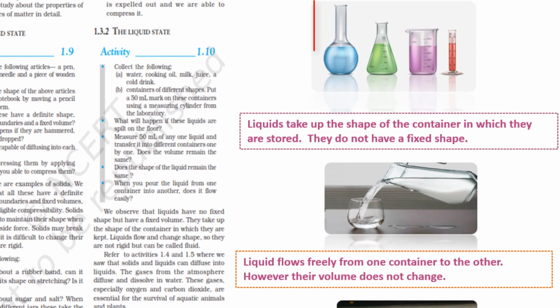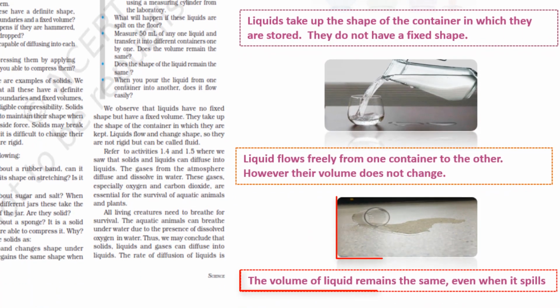Liquids take up the shape of the container in which they are stored. They do not have a fixed shape. In the second case, liquid flows freely from one container to the other. However, the quantity or the space occupied by the liquid, that is volume, does not change. And in the third case, when you spill the liquid, its volume still remains the same. So there should be no confusion about its volume.